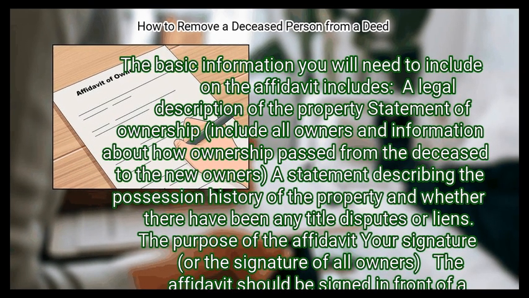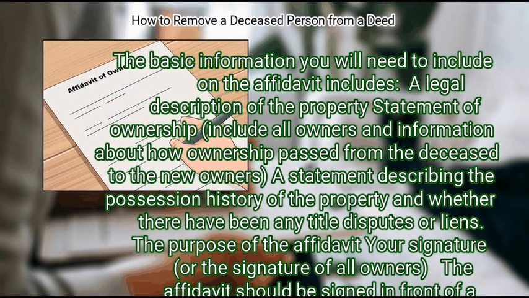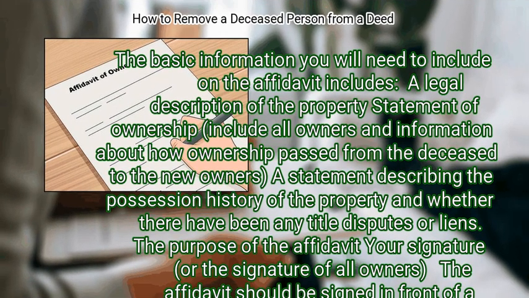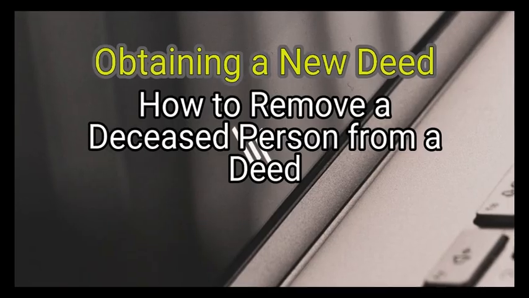The basic information you will need to include on the affidavit includes a legal description of the property, a statement of ownership, including all owners and information about how ownership passed from the deceased to the new owners, a statement describing the possession history of the property and whether there have been any title disputes or liens, the purpose of the affidavit, and your signature, or the signature of all owners. The affidavit should be signed in front of a notary public, who should then notarize the document before you submit it to the courthouse.